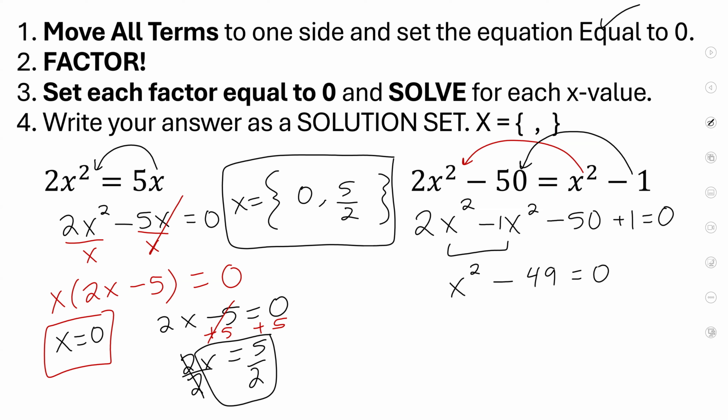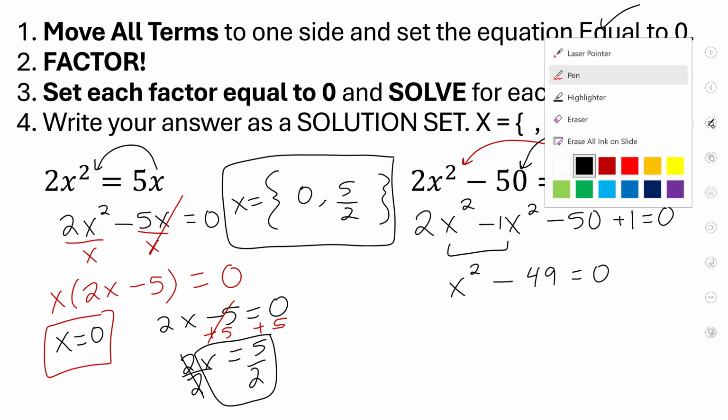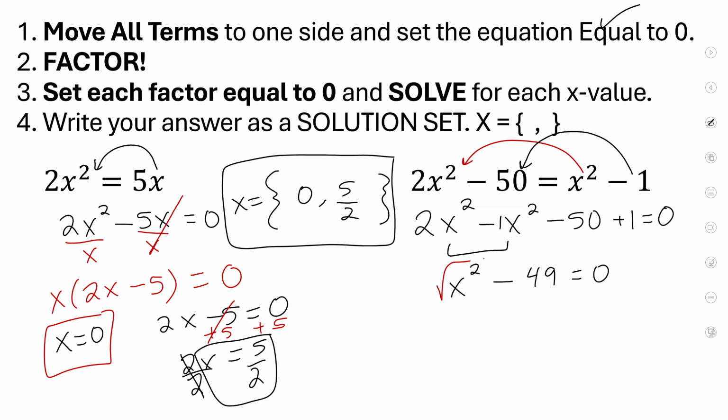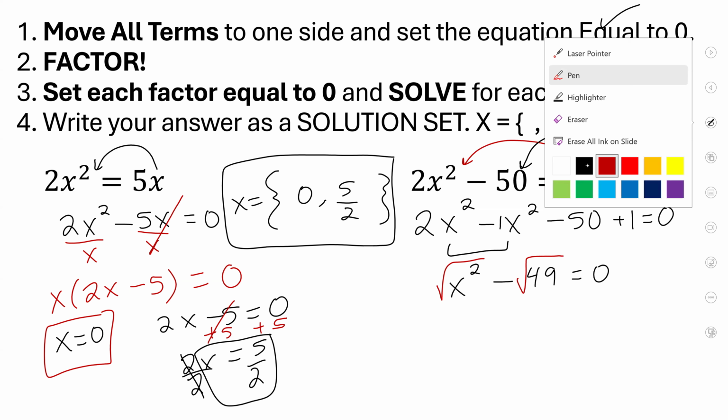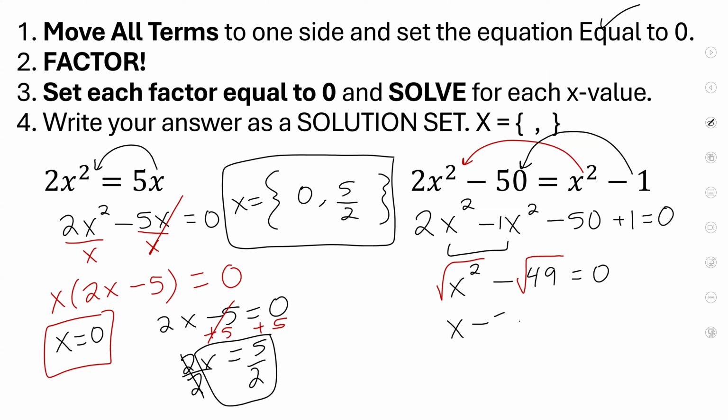Now this looks like a difference of squares. I can take the square root of this and the square root of this. So I'll have x minus 7 and x plus 7 equals 0. Now, that was step number 2, was factor. We just factored it.